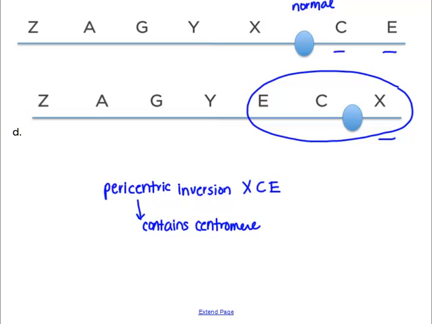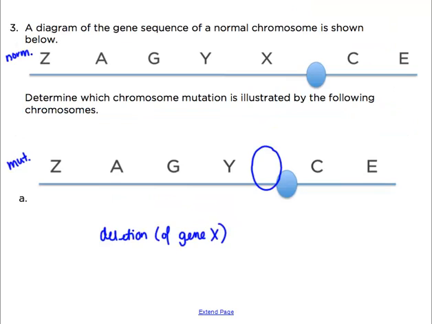Okay, so this completes this problem, and these were just some visual illustrations of what these mutations can look like when you put genes on a chromosome.